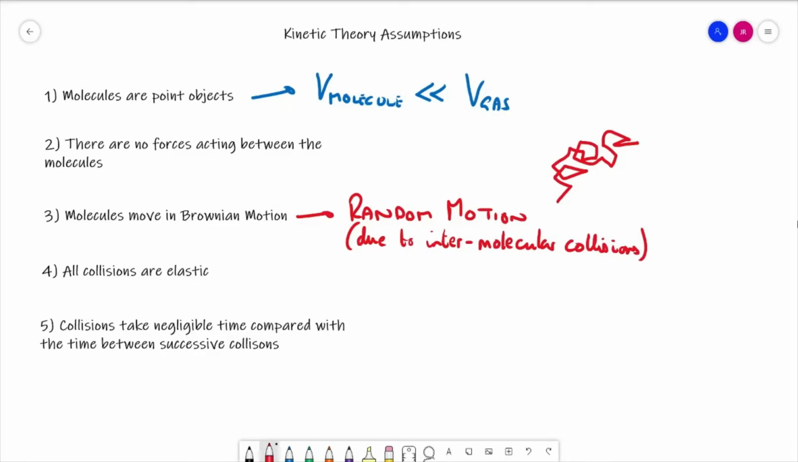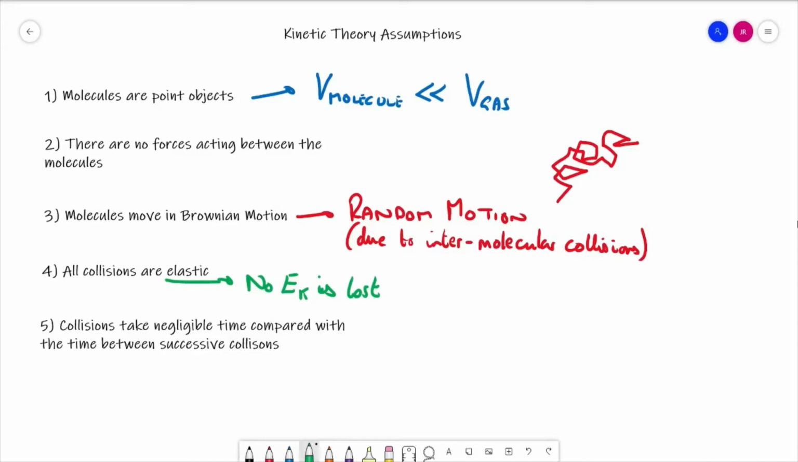Next one then, all collisions are elastic. Well, again, remember back to year one. Remember what elastic means. Elastic means that no kinetic energy is lost in the collisions.